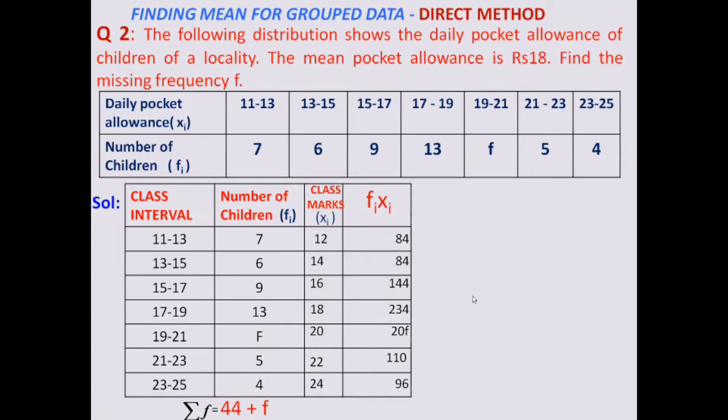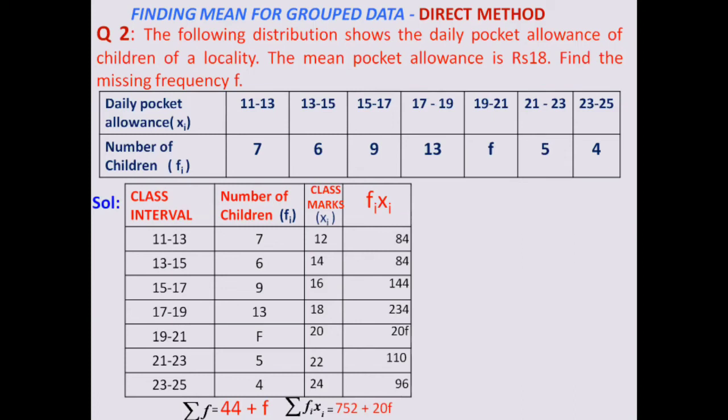In sigma fx also we are facing the same problem in writing the total. Here the total of all the numbers is 752, but we have 20f also here, so add 20f as it is. That is 752 plus 20f.